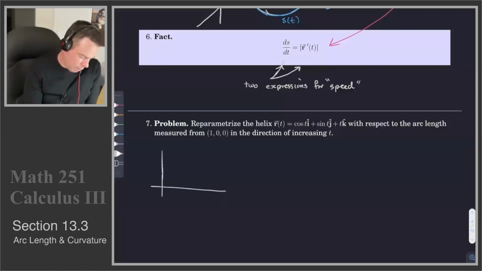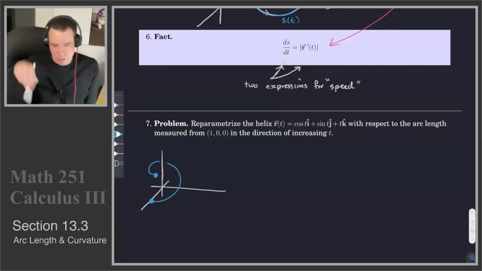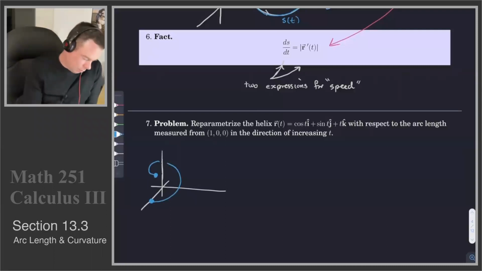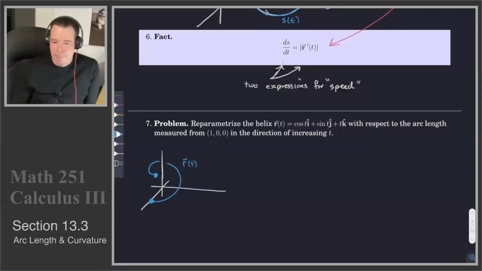So what does that mean? Well, I've got my helix. I'll just draw one rotation of it. So there's my helix, and it continues on going and going and going. Right now, this is a curve that's parameterized in terms of this variable t. So it's r of t right now. But what does this actually mean?